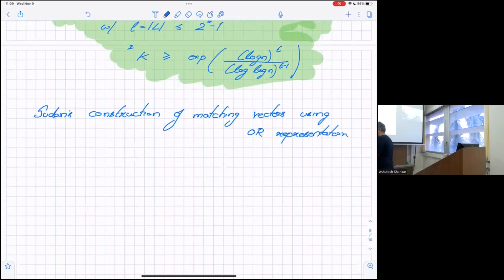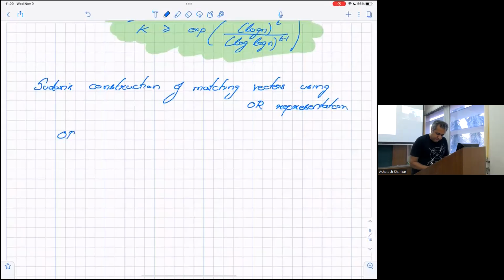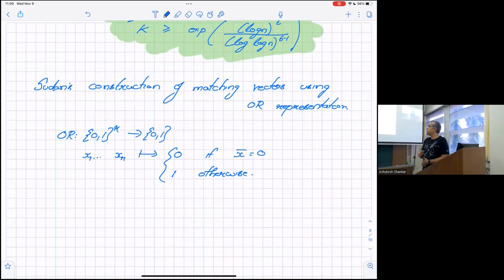I want to come up with a polynomial. So what's the OR function? Let's take the standard OR function on r bits. It's the obvious function: (x1, x2, ..., xr) is sent to 0 if x bar is 0 and 1 otherwise. The standard OR function. I want to represent this as a polynomial.